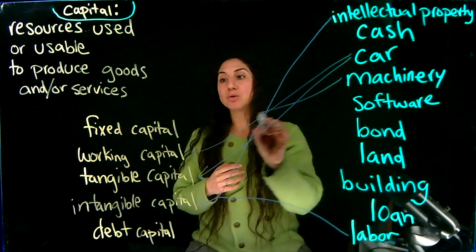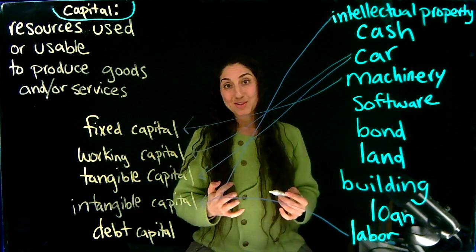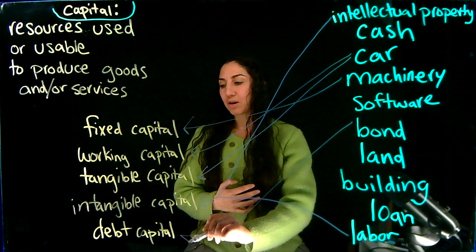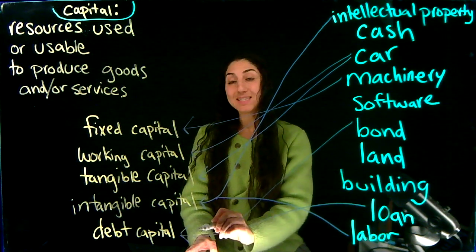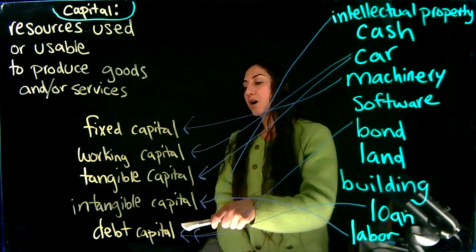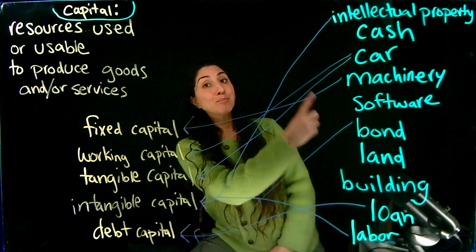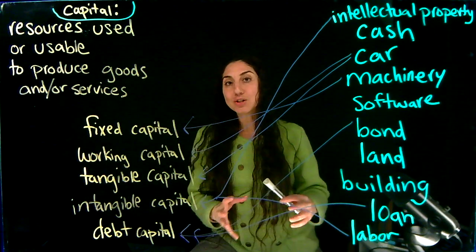But then there's machinery, the equipment that you're using that's going to be fixed. You might not even use that machinery every single day. There's bonds that can be called debt capital. A loan can be called debt capital. These are not the only kinds of capital, and these are not the only examples of capital. And that's why our definition of capital is really hard to pin down.